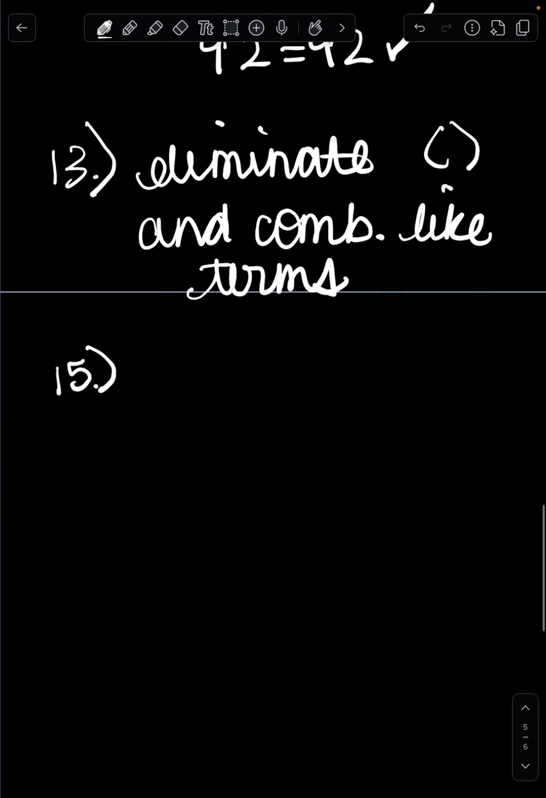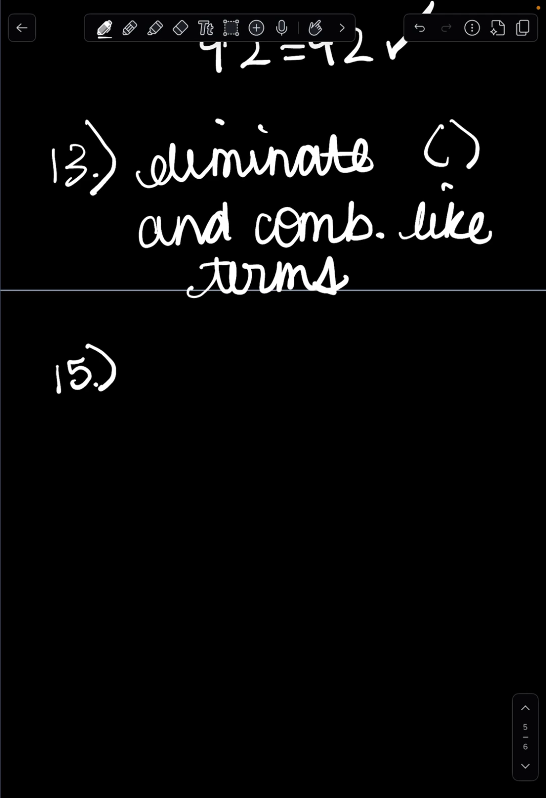Number 15. Write and solve an equation for each exercise. Find two numbers whose sum is 25 if the larger number is 4 times the smaller number. Okay, so they have two things going on here. They're telling us about a larger number and they're telling us about a smaller number. We need to come up with a variable for one of them. And I'm thinking, let's say that S is the smaller number. And we need to think about both of them in terms of the smaller number.